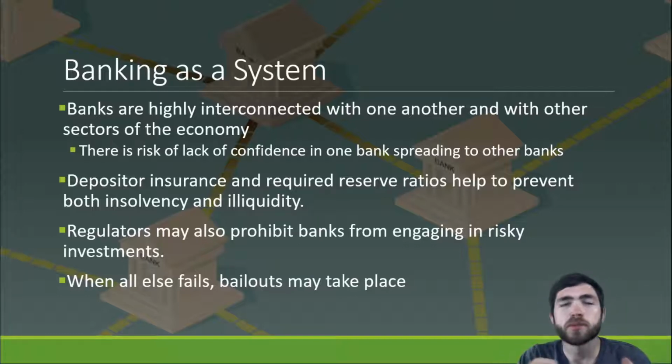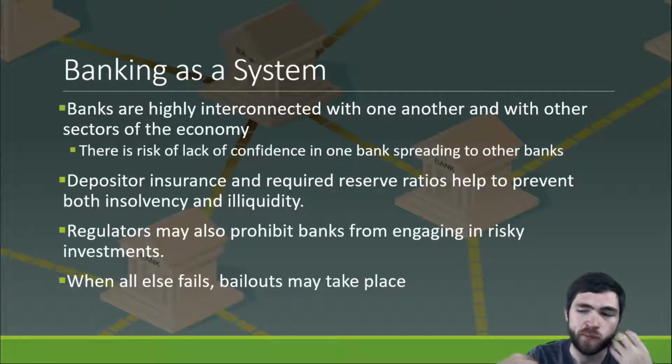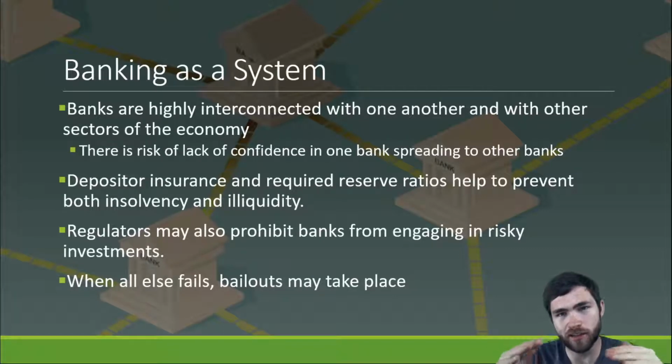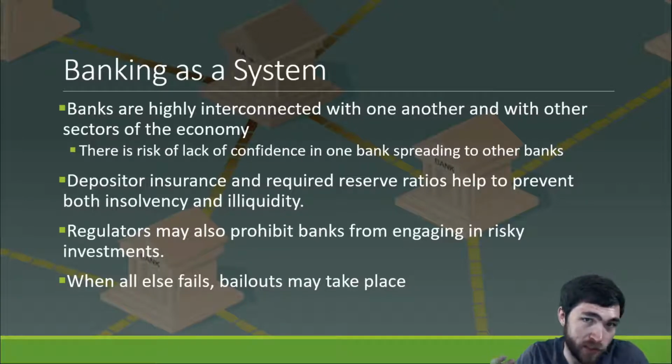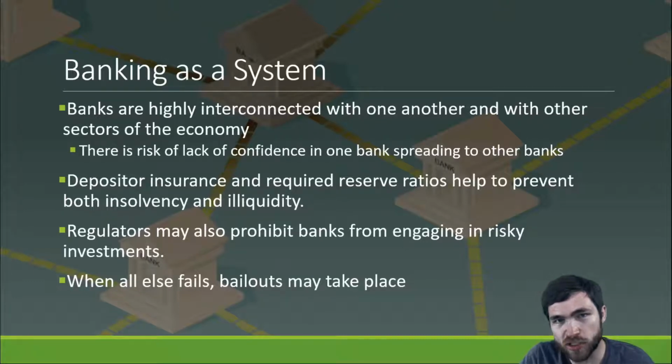Another policy that was put into place is required reserve ratios. So essentially saying, okay, bank, you have, let's say, $1 million in liabilities, then you have to have 10% of that in cash on hand. So by tweaking that, you can essentially regulate the cushion of liquidity that a bank must keep around. And finally, regulators may prohibit banks from engaging in certain types of investments. So it may not allow banks to hold especially risky sorts of investments.